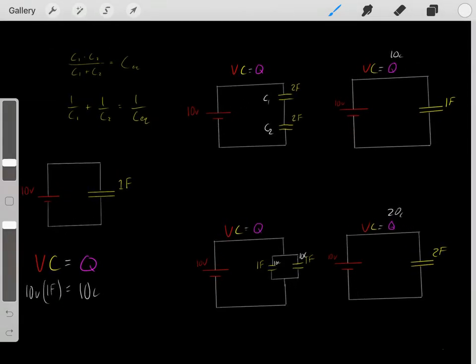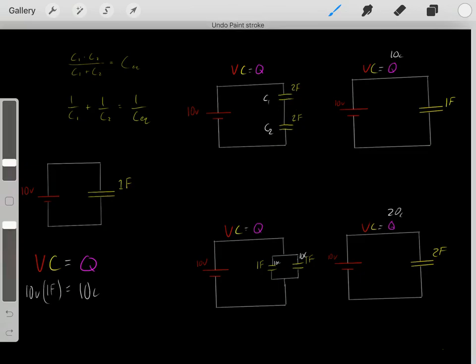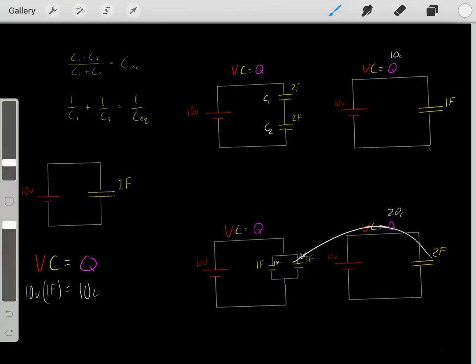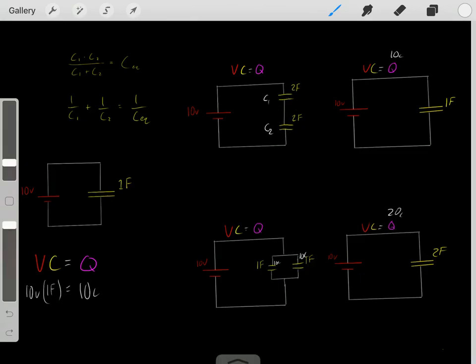And if you want more detail on what's going on, why do these 2 capacitors store the same amount of charge while these 2 capacitors share the charge? I'll talk about that in my next video.